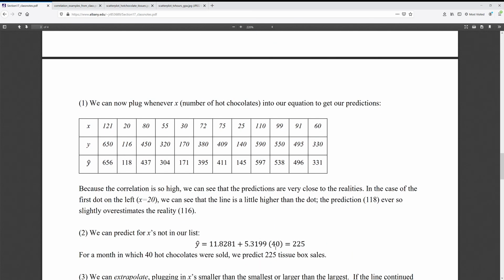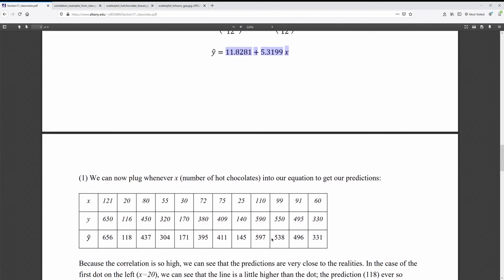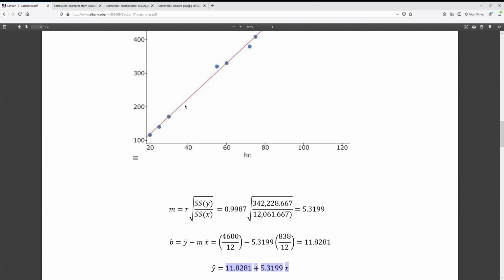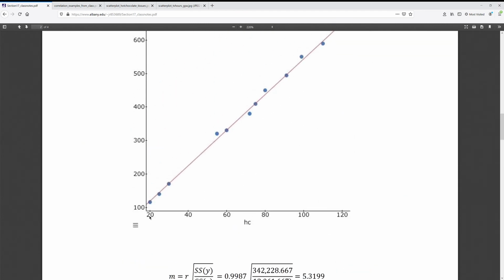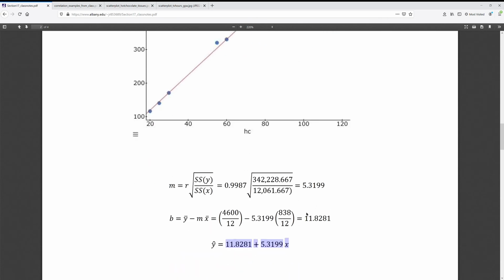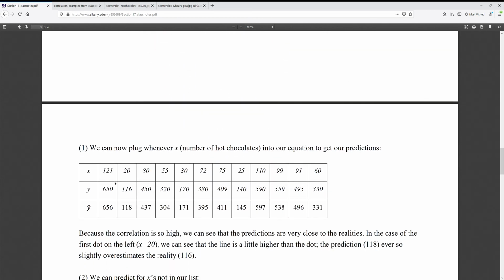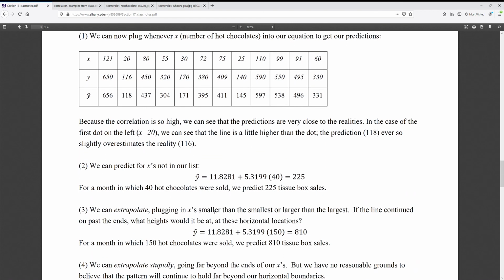So there it is. The height of the red dot, the line, is 40 horizontally, 225 vertically, about here. Notice that 40 is in the horizontal range. It's more than 20, it's less than 120-ish. Well, it's between 121 and 20. That's the smallest, that's the biggest. For a month in which 40 hot chocolates were sold, we can predict 225 tissue box sales.